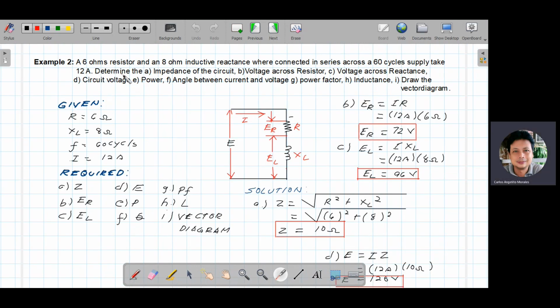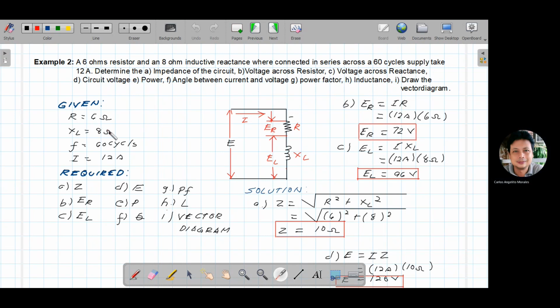Example 2. A 6 ohm resistor and an 8 ohm inductive reactance were connected in series across a 60 cycle supply. Take 12 ampere. Determine the impedance of the circuit, voltage across resistor, voltage across inductance, circuit voltage, power, angle between current and voltage, power factor, inductance, at saka draw yung vector diagram.